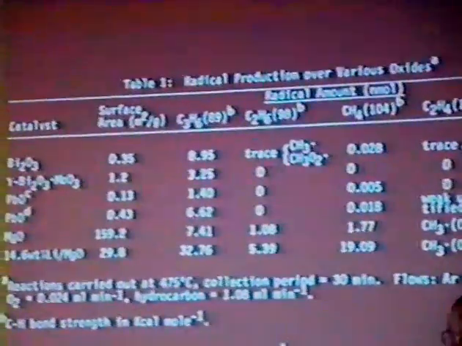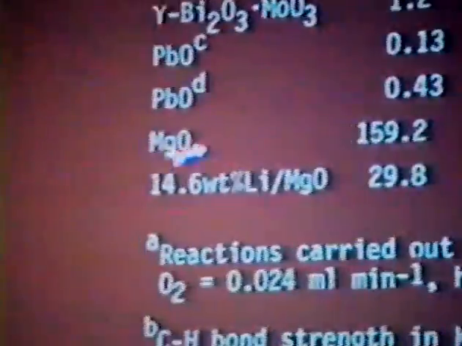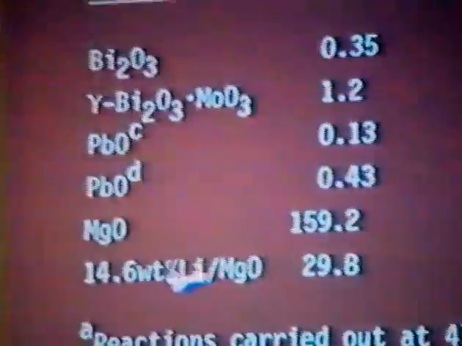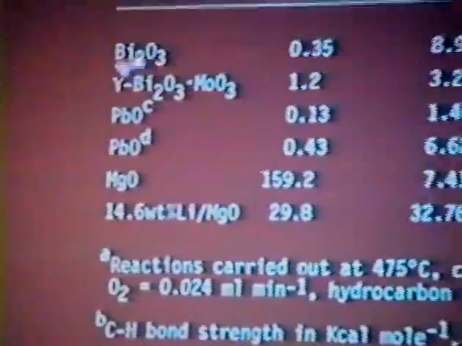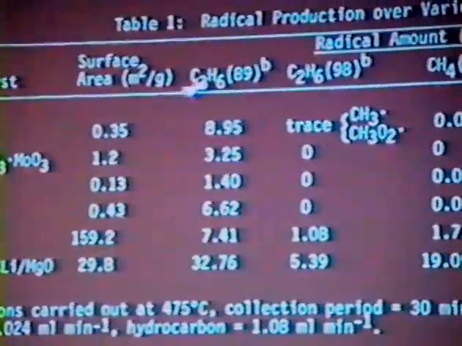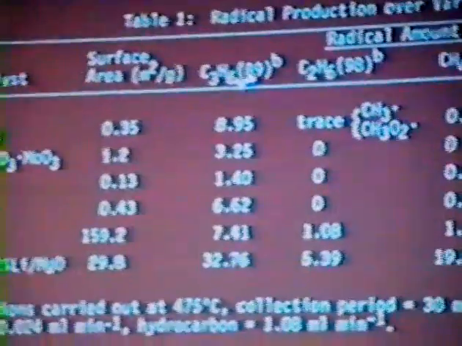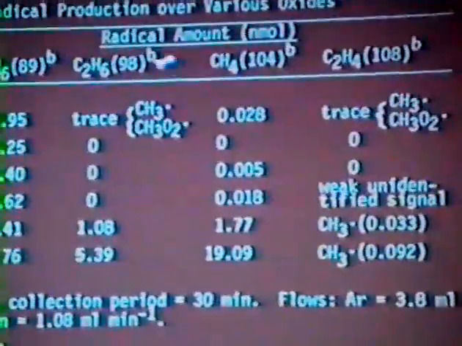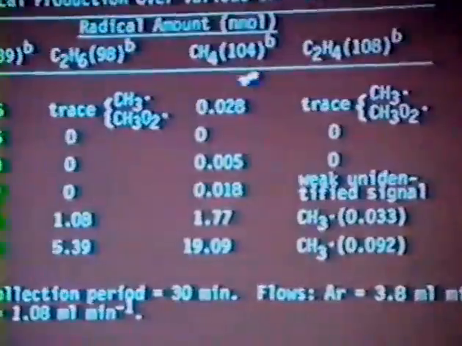Now, for purposes of this discussion, let's focus on two catalysts, bismuth oxide and lithium-promoted magnesium oxide. I'll tell you why we were interested in lithium-promoted magnesium oxide in a moment, but let's just say that it's a very good radical generator. And so let's look at two catalysts and compare two reagents. Propylene, which has a relatively weak allylic CH bond, only 89 kilocalories per mole, and methane, which has a much higher CH bond strength of about 104 kilocalories per mole.